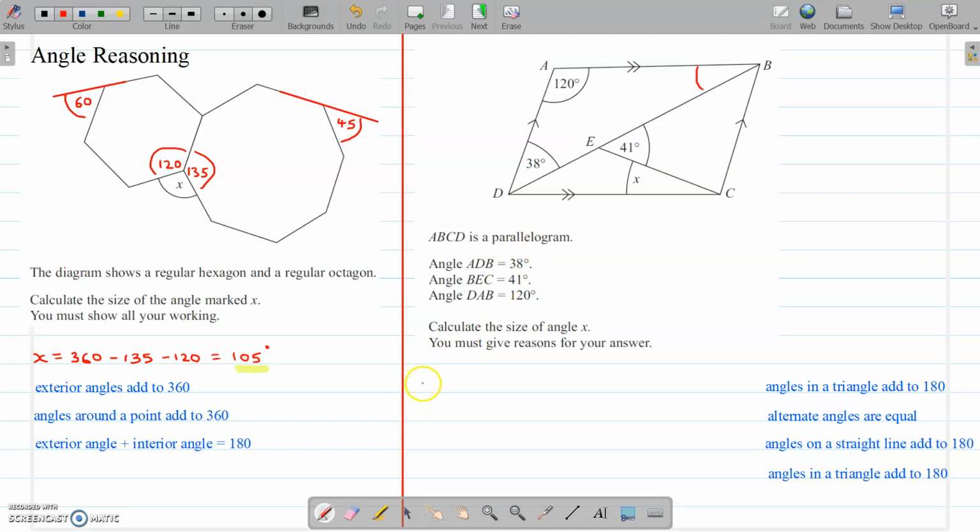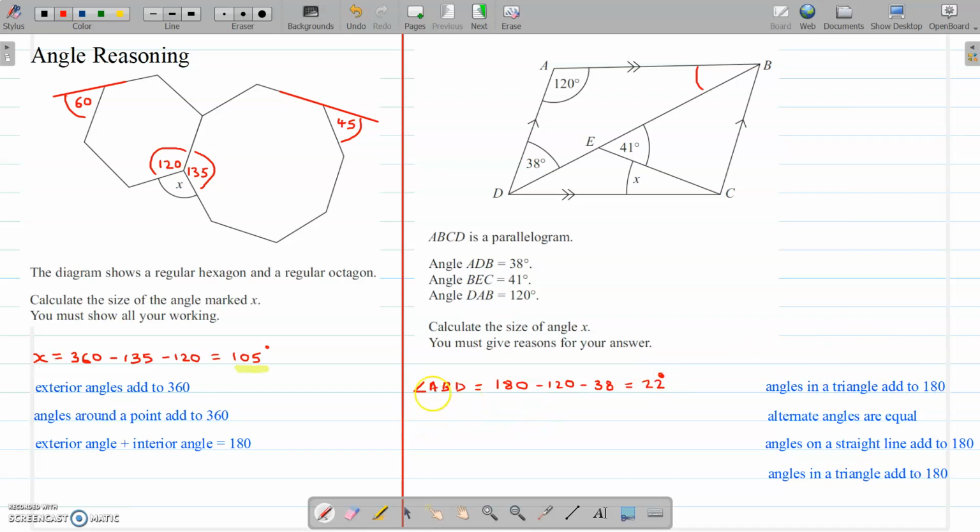So I'm going to say that the angle marked as ABD, okay, is equal to 180. Take away the 2 angles I know, 120 and 38. Okay, and if you take all that away from 180, you get left with 22. Okay, and the reason it's 22 is given here. Angles in a triangle add to 180. All right, that's the reason I've used.